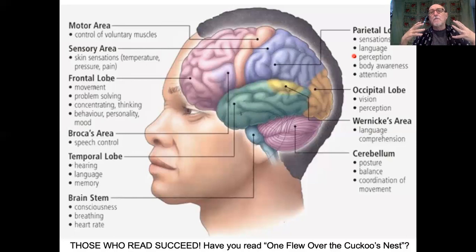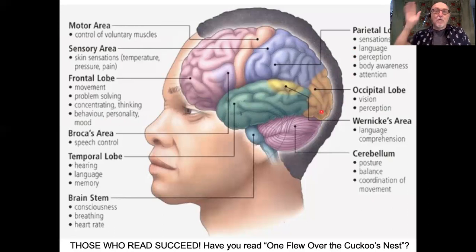It's in the parietal lobe that our sense of the body lies. Even if you close your eyes, close your ears, whatever, we have a very strong sense of where our body is in space, and it's tremendously important for us as we literally physically make our way through space. The sense of body awareness lies here in the parietal lobe.